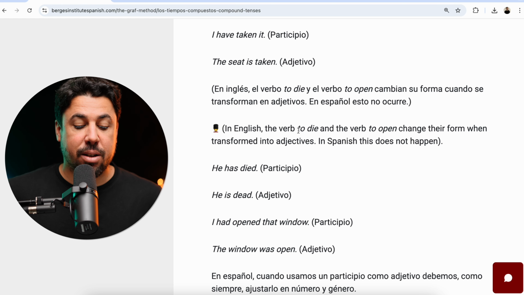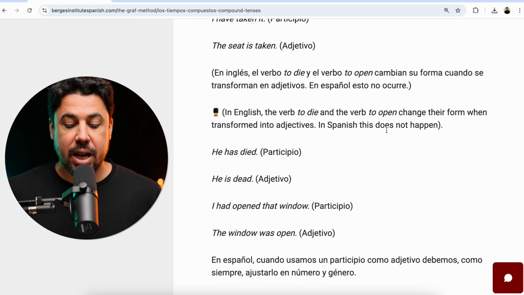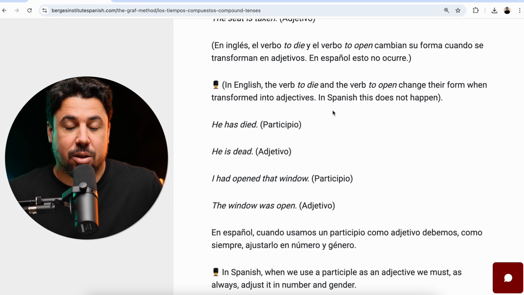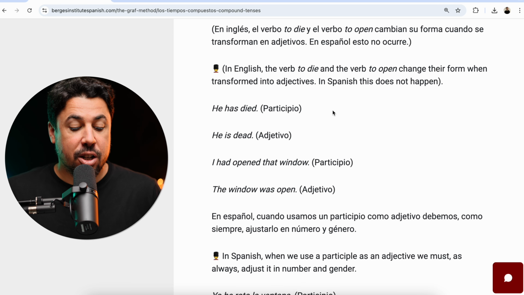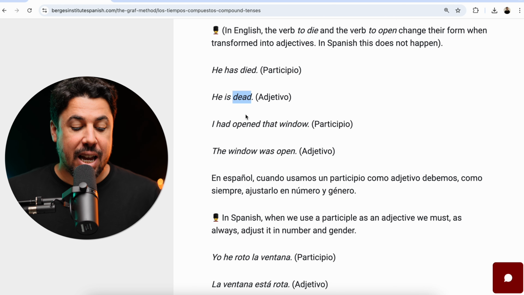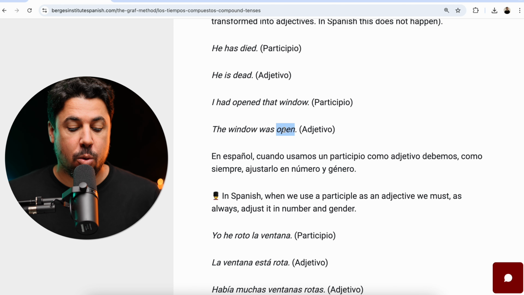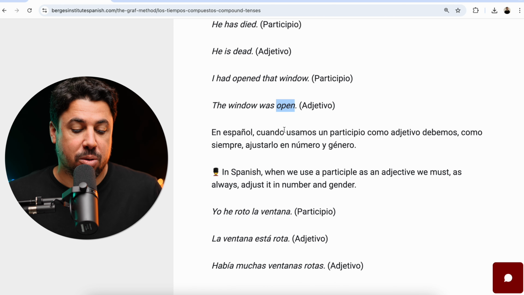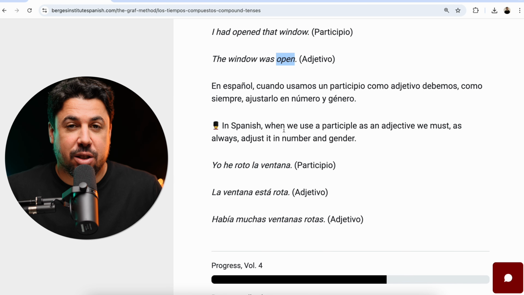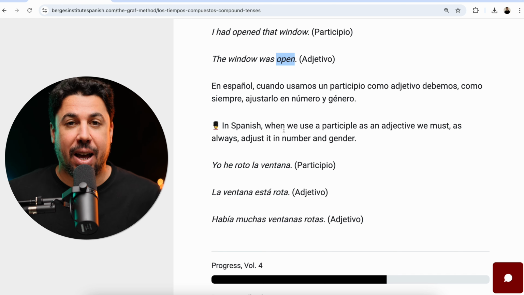And in English, the verb to die and to open, we mentioned this one earlier, change their form when they are transformed into adjectives. In Spanish, this does not happen. So he has died, that's the participle form, but he is dead. I had opened that window, that's the participle form, but the window was open. So it happens with these two. So in Spanish, they don't change for the adjective form, but we have to adjust them in number and gender.